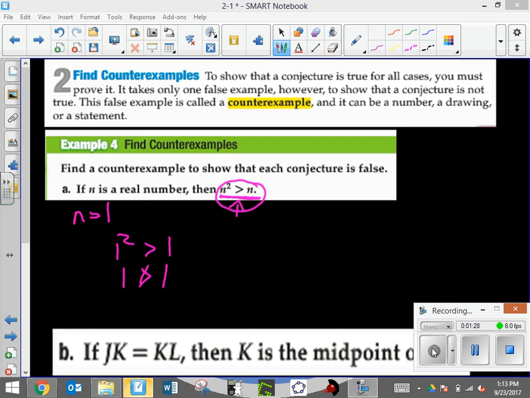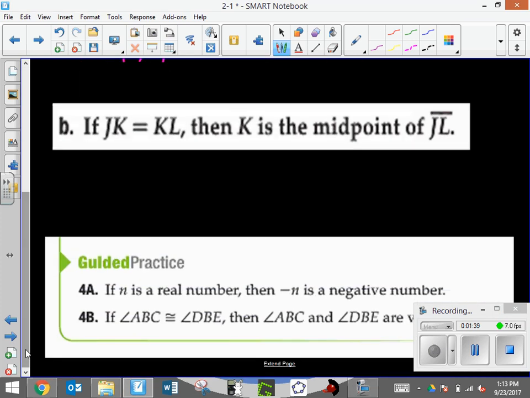You can think of another easy one. If you even take n equals 0, the same thing will work. But I'm only looking for one. You just have to give me one counterexample. We'll do one more with you.